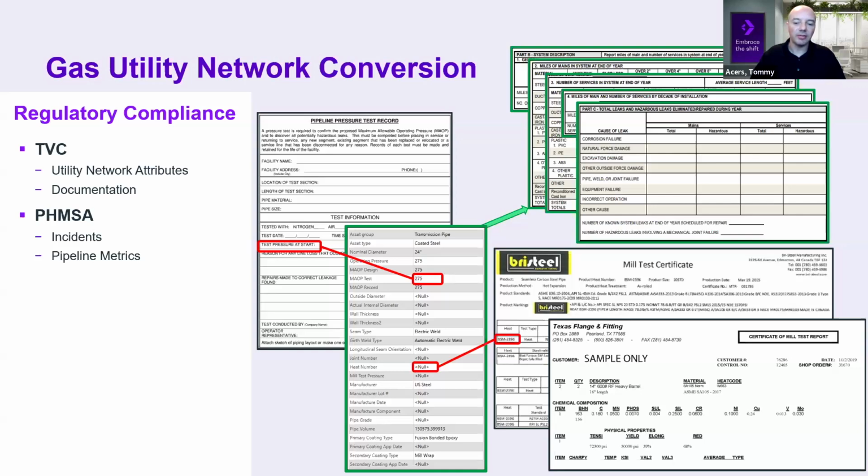So we tend to have to focus on getting the business processes aligned for the data to be entered into GIS and maintained there. Hopefully I've covered enough topics to get you thinking about your GIS or your gas utility network migration project. With that, I'll pass it over to Graham to talk about water.